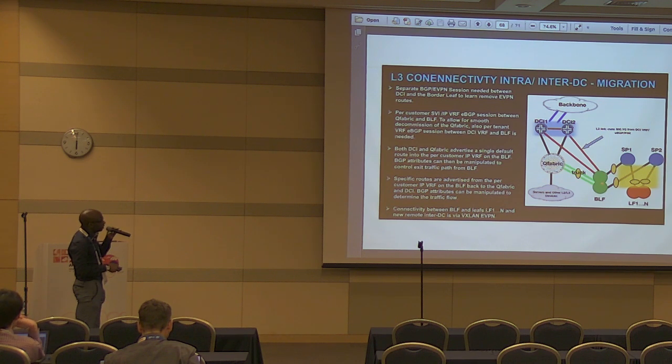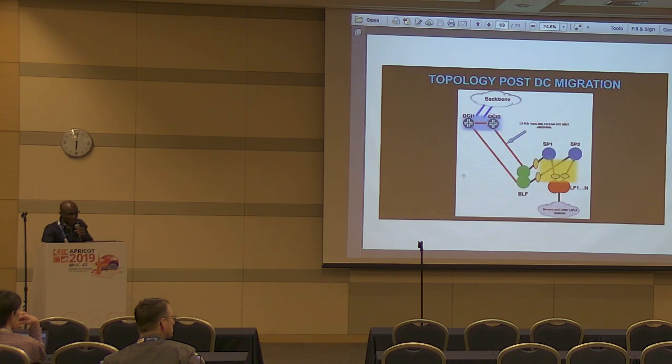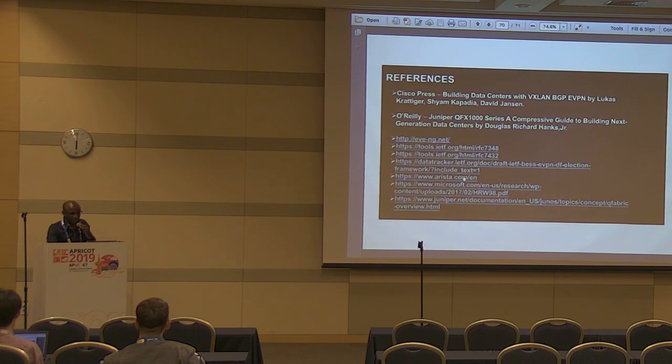And then between the border leaf and the leaves, again, it's VXLAN EVPN, so that connectivity is maintained. If I need to go out to the other data center, I'll go over the BGP VPN session to the DCI, and that's how connectivity is achieved. And this is what it looks like post-migration.